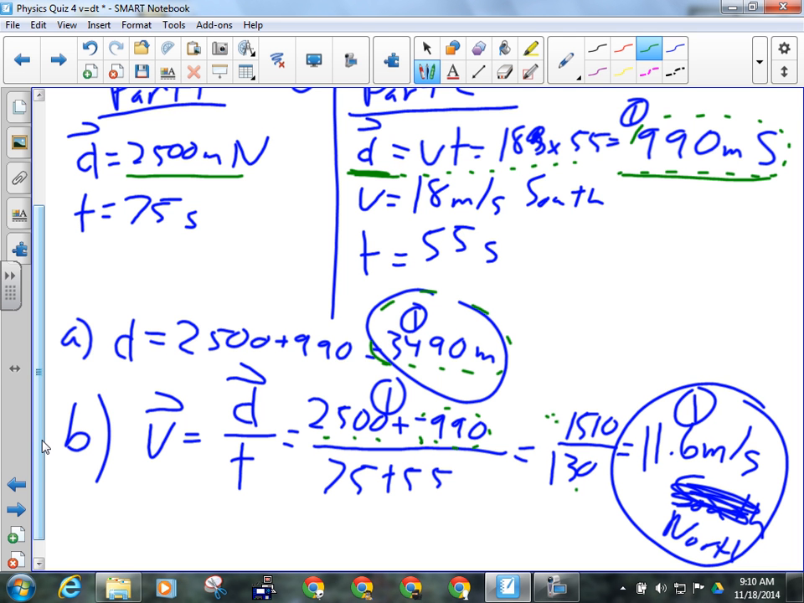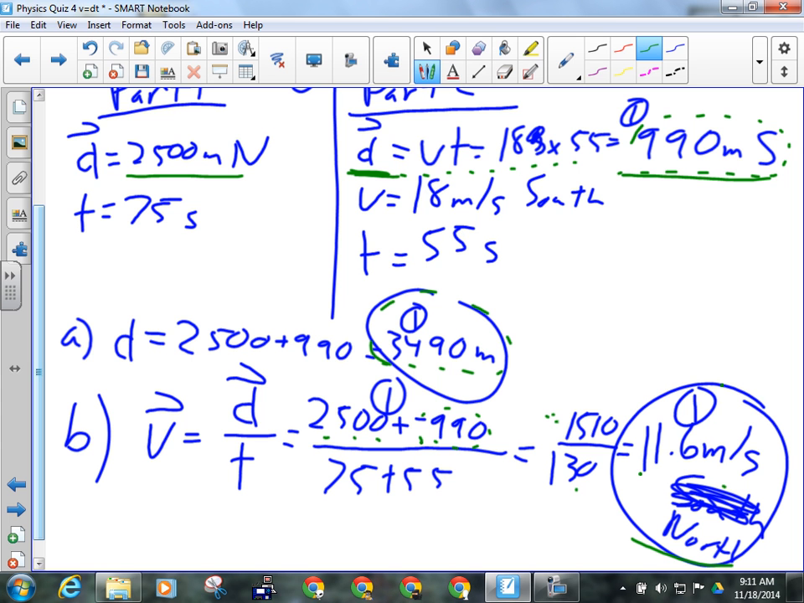That's a method mark there. As long as they showed that they went total displacement over total time, give them that mark. The proper answer is 11.6 meters per second north. They must have the north and meters per second to get that mark. If they're missing either one, they don't get that mark. There's no half marks. They either have the right answer, which includes everything, or they don't.